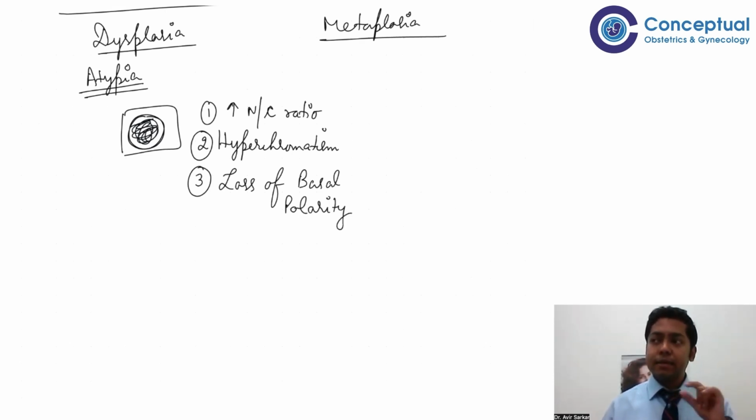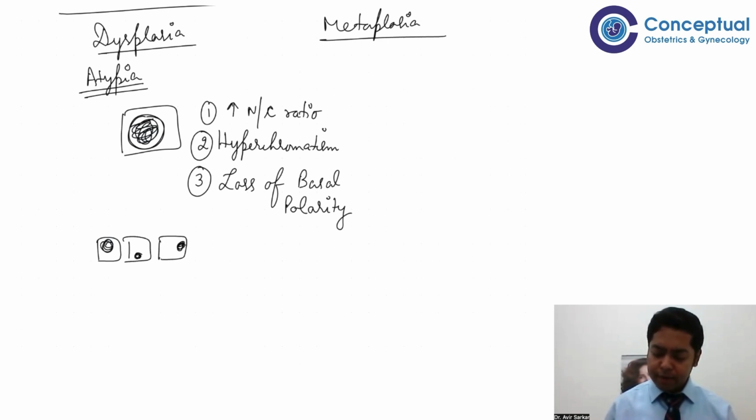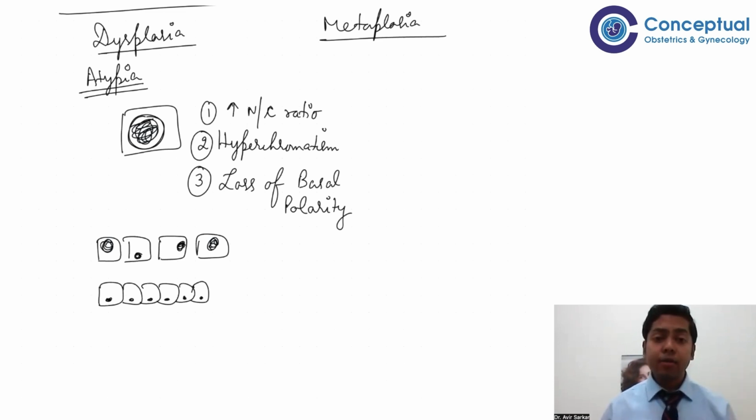Basically, the cells on the basement membrane will have their nucleus towards the basal part of the cells. But in case of malignant cells, what happens? Few of the cells will have their nucleus up and few of the cells will have their nucleus below. So there is loss of basal polarity. Whereas if you find normal ectocervix and endocervical cells, then all will have their nucleus small and concentrated towards the lower part of the cell. So this is how there is loss of basal polarity.